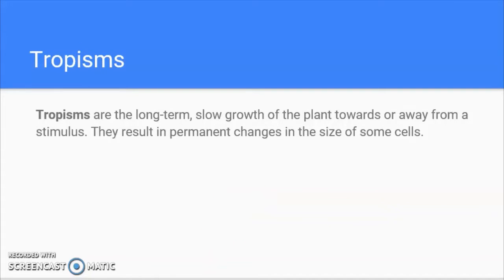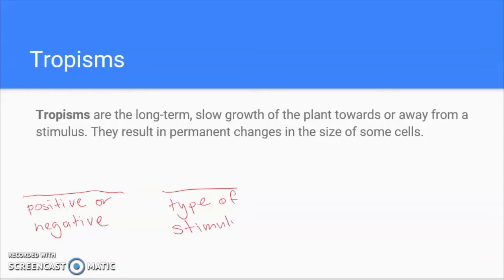Since tropisms are directional, we need to use positive or negative to show the direction. Remember, positive means it's growing towards the stimulus, while negative means that it's growing away from the stimulus. We then need to identify the type of stimulus. We use the same prefixes as before, such as chemo, hydro, thigmo, photo, geo. And then finally, we add tropism to the end.